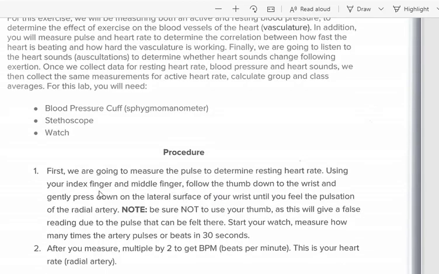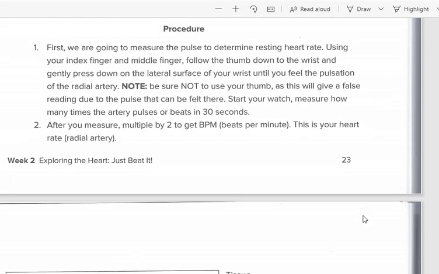You take the pulse using your index and middle finger. Do not use your thumb. Come down the thumb of the person whose pulse you're going to take, come down their thumb and come past their wrist, and you'll feel the radial artery. There you go. Do not use your thumb.